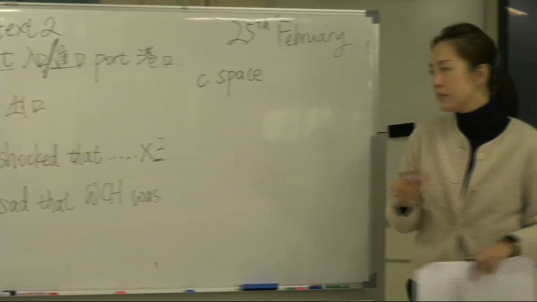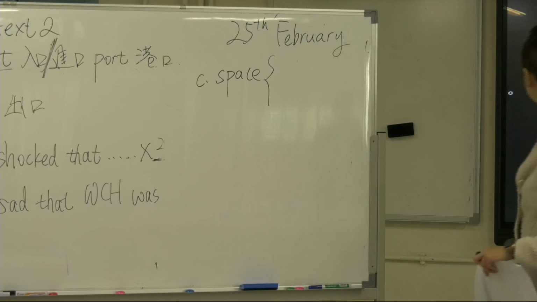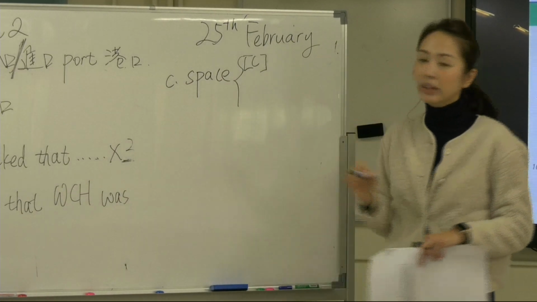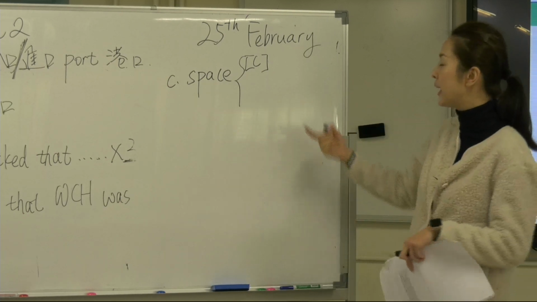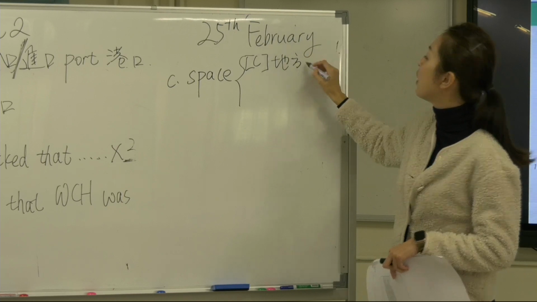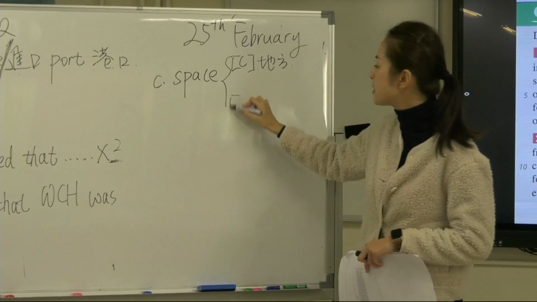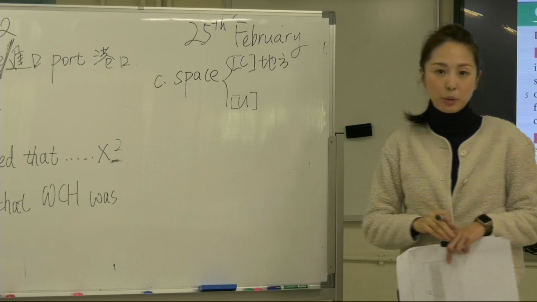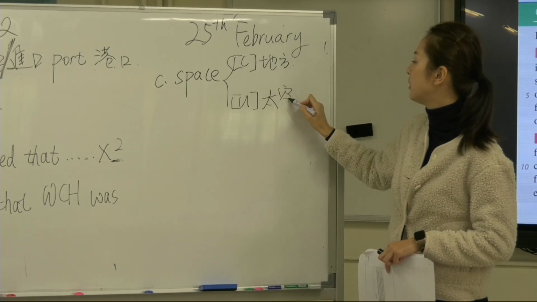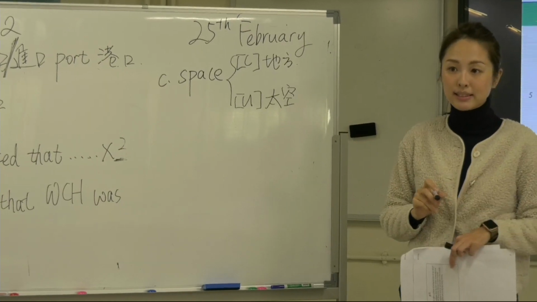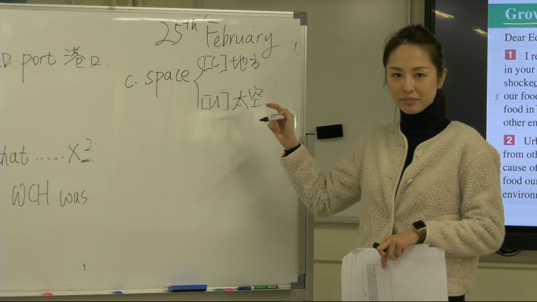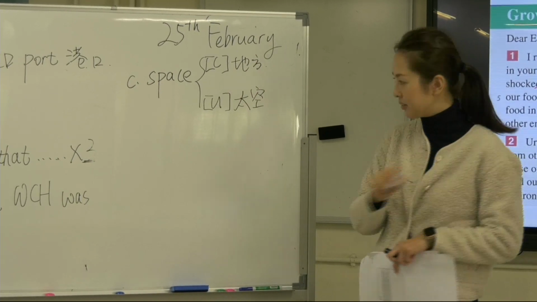So space has different meanings. Here, space with S, so it is a countable noun. You can count it 1, 2, 3, 4, 5. So it means 地方空間. But sometimes space is uncountable. You cannot count it. So it means the universe. Okay, space. And when I talk about this word, I think of another word.